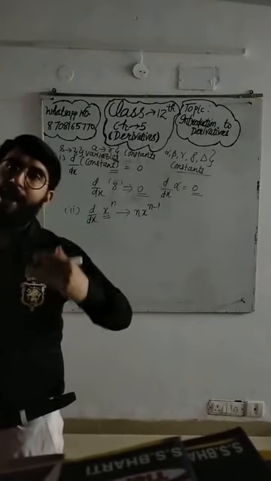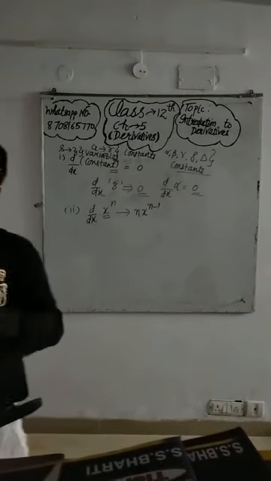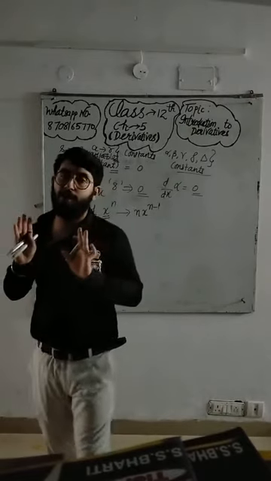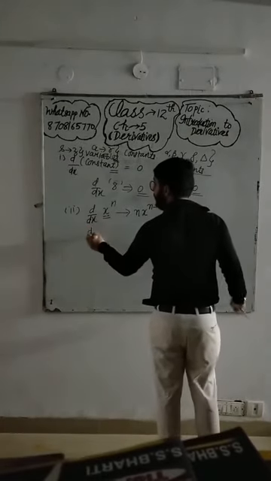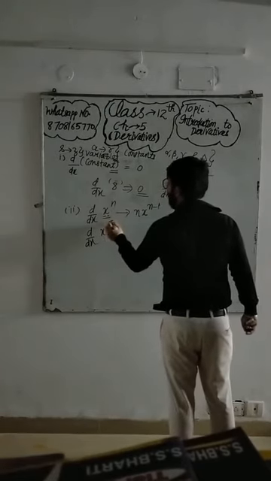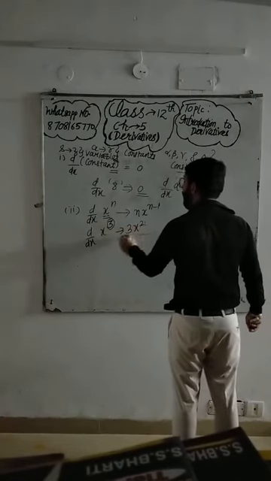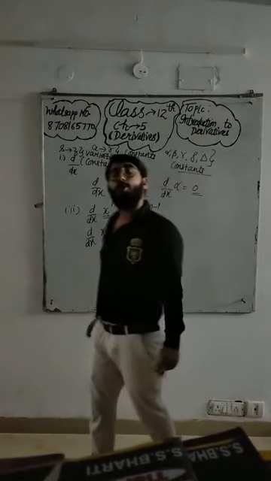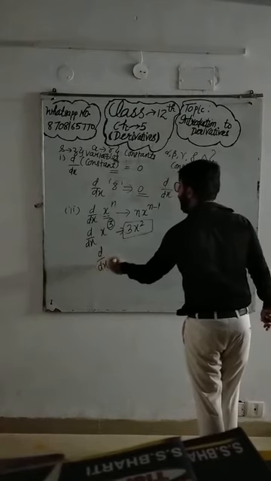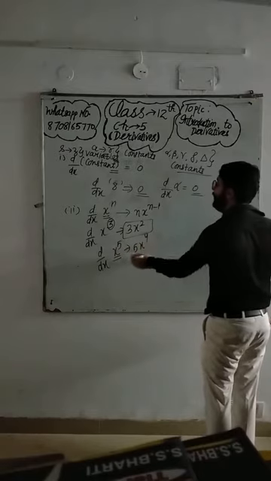Take the power down, and in the new power decrease the power by 1. Let us take some examples. In the base there will be the variable, in the power there will be a constant. Take the power down and decrease the power by 1. One less than 3 is 2. So the answer is 3x squared. Let us take some more examples: d/dx of x raised to the power 5. Take the power down and decrease it by 1.